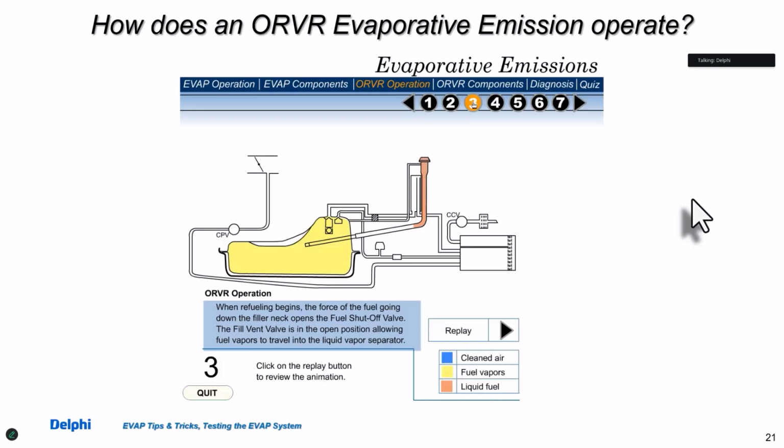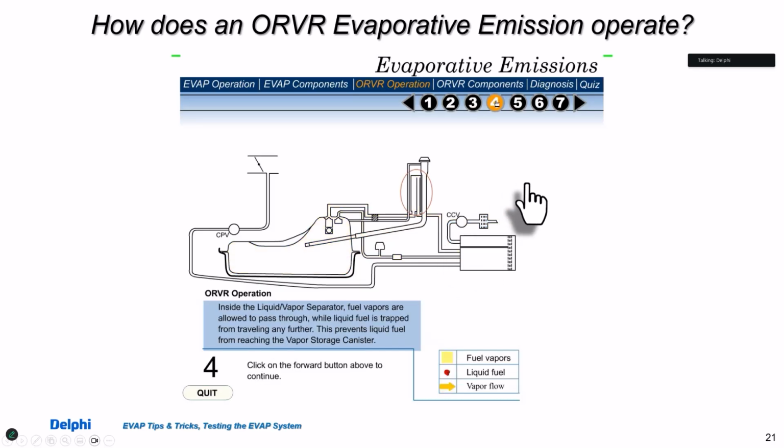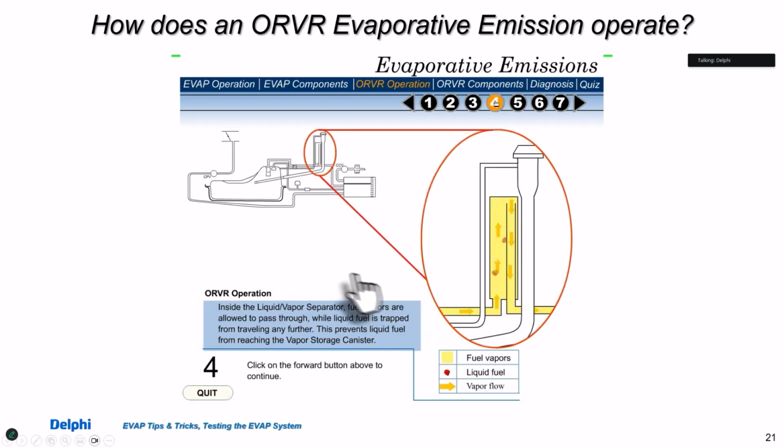And here's an example when you fill up. What you're doing is pushing air, hopefully air only, up through the fuel shutoff, into the liquid separator, down into the canister, and out to the fresh air. So we'll look at this again, but there's a process there that's very, very important. It's right here at the liquid vapor separator.